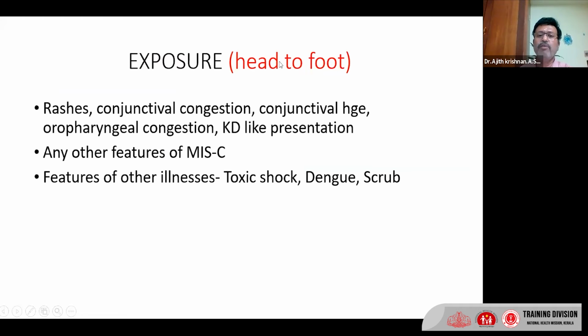So exposure is very important. Head to foot examination is very important, especially in the MISC scenario. Should look for rashes, conjunctival congestion, conjunctival hemorrhage, oropharyngeal congestion, and Kawasaki disease like presentation. And you should look for any other features of MISC and features of other illness. Sometimes a child can present with circulatory dysfunction or a MISC like situation when the child has toxic shock syndrome, dengue fever, or scrub typhus. So look for the features of other illness.